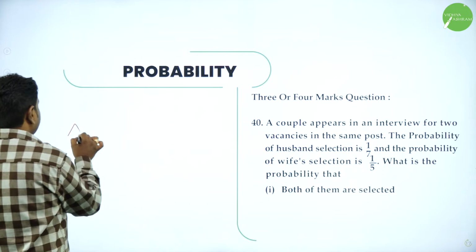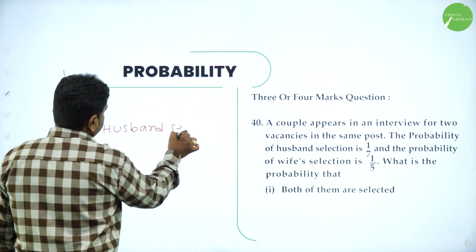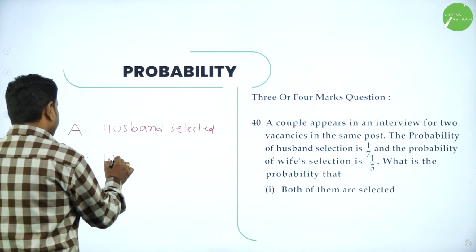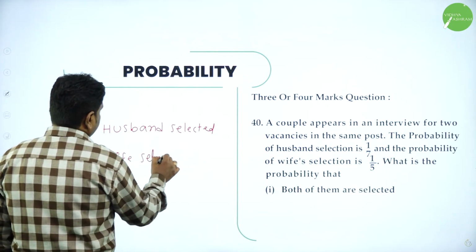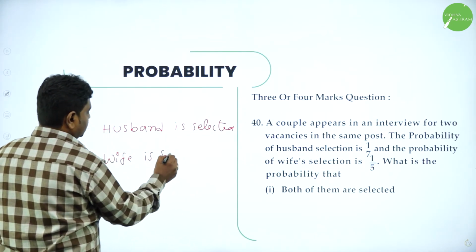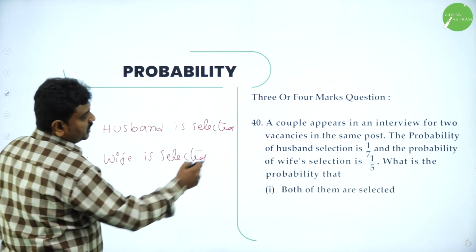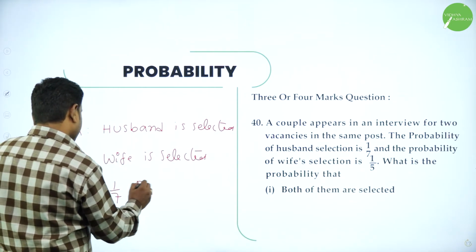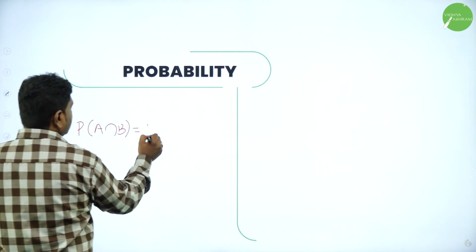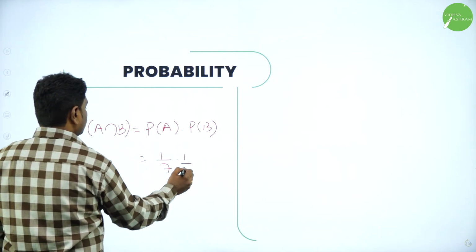So event A, husband selected. Event B, wife selected. They give P of A. What is P of A? 1 by 7. They also give P of B. What is P of B? 1 by 5. Since it is independent, P of A intersection B can be written as P of A into P of B. So that is 1 by 7 into 1 by 5.